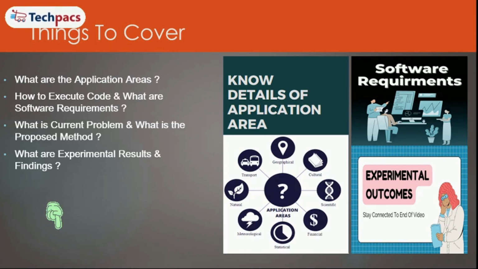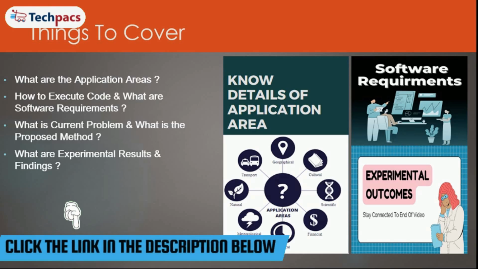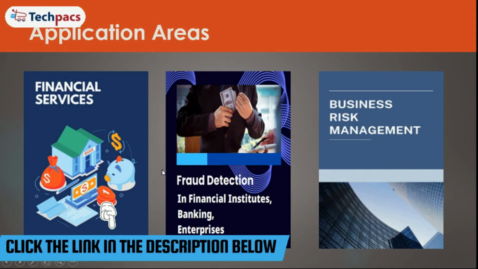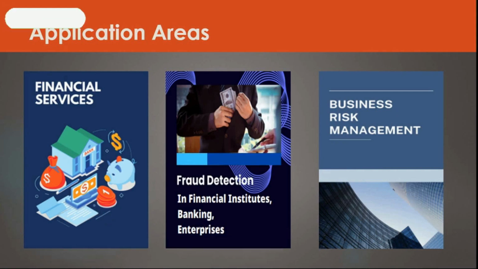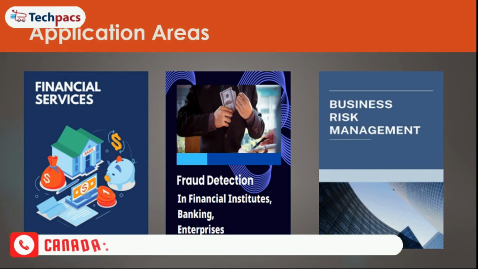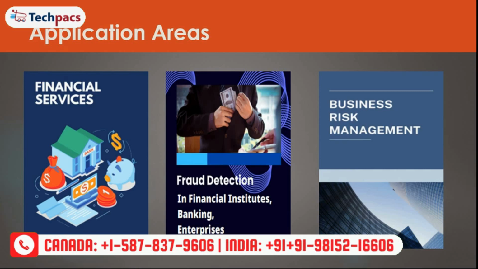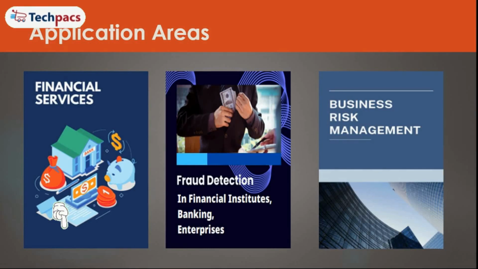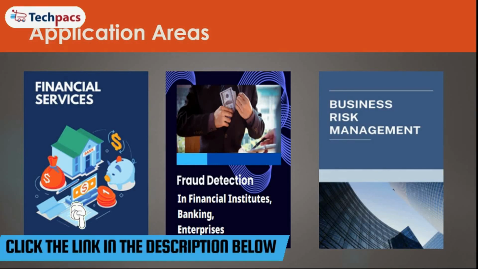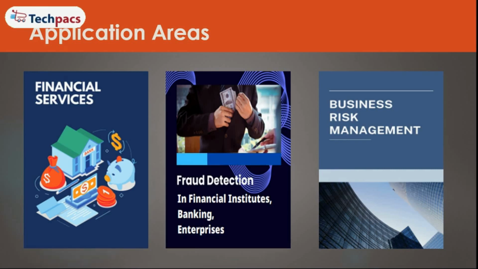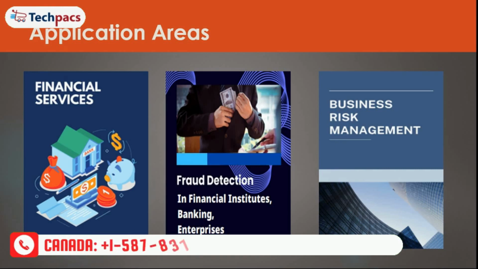Before that, let's move to the initial stage: in which application areas it is helpful. The developed system is not restricted only to credit card fraud detection. It is related to any fraud detection or any financial services handling, specifically financial services handling. Along with that, fraud detection in banking, enterprises, or financial institutes. For business risk management it can also be helpful, for example, for providing credit to people in a specific area. If we do have detection systems, we can easily manage those things. So for business risk management it is very useful.